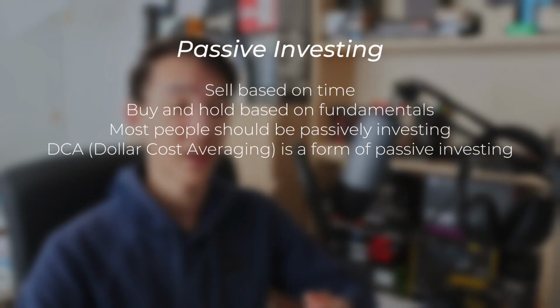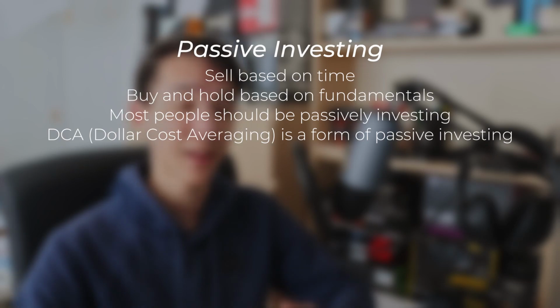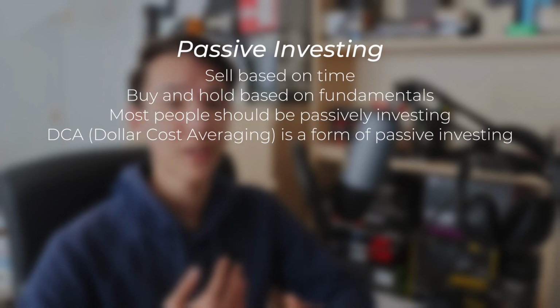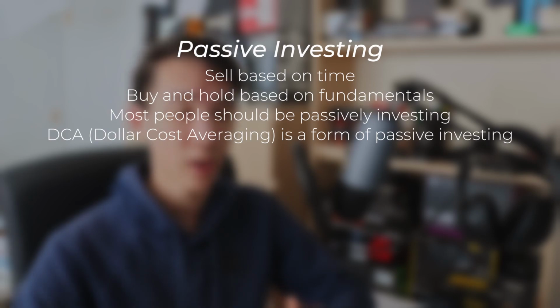Passive investing is investing based on time. You're going to sell at a certain time. You could be retiring, or you might need to put a down payment on a house, so you'll sell some of your stocks and equities.